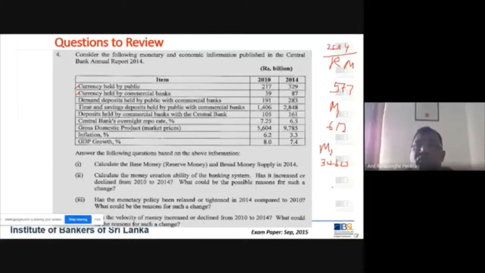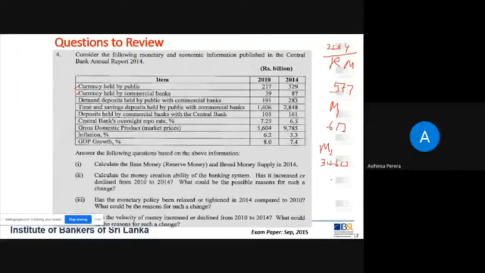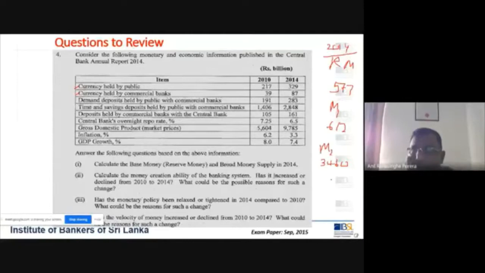Does anyone want to try any answer? How do you calculate money creation ability? Base money supply plus broad money supply. Okay. Now, money creation ability means what? You're right. Okay. You can calculate the total money supply by adding those two. Maybe you have to make a small adjustment, but let's say what you said is the total money supply. What I'm asking, what do you mean by money creation ability?